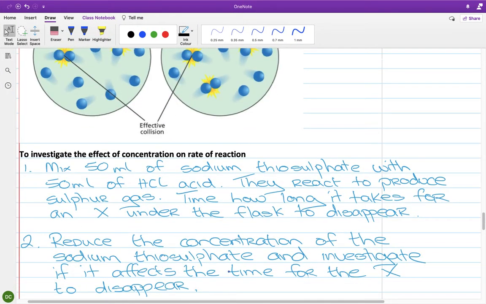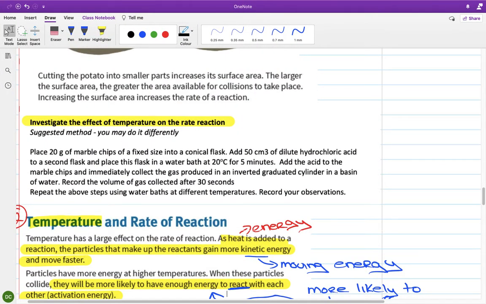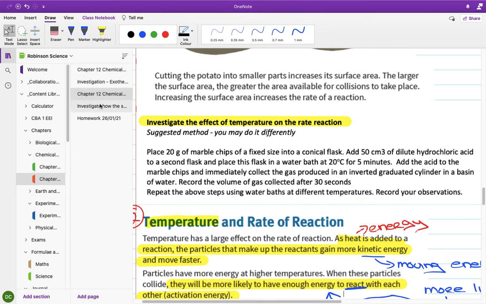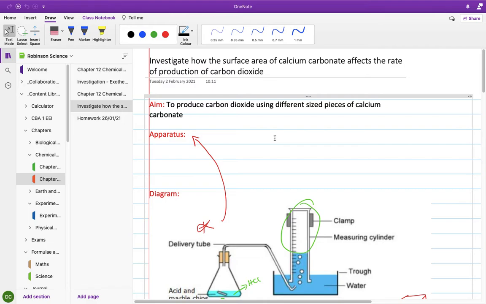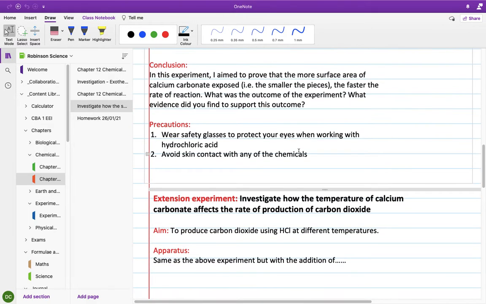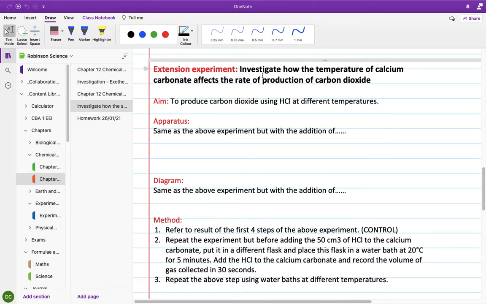Okay, so how are we going to prove that? The experiment we're going to do is actually the exact same experiment, the production of carbon dioxide. I've called it the extension experiment. We're going to investigate how the temperature of hydrochloric acid affects the rate of production of carbon dioxide.